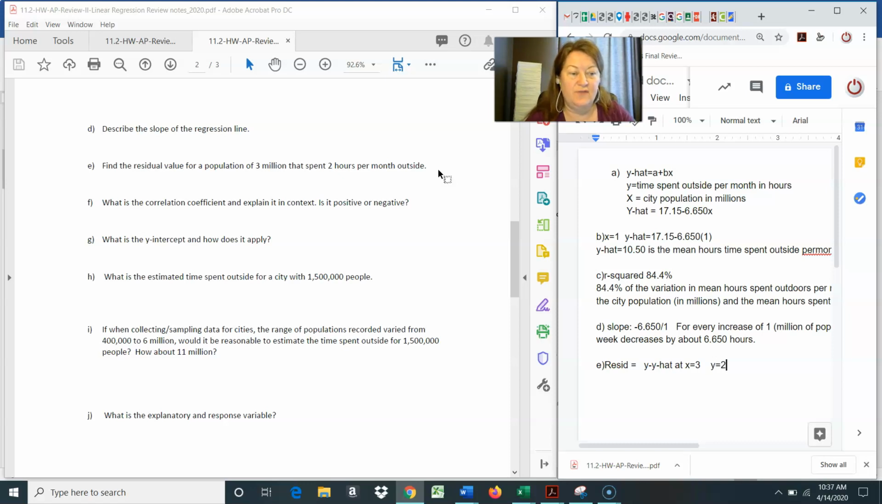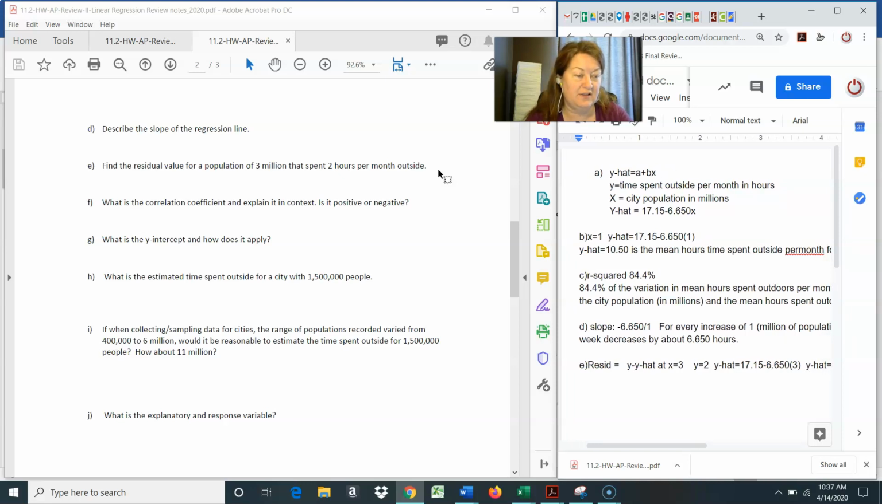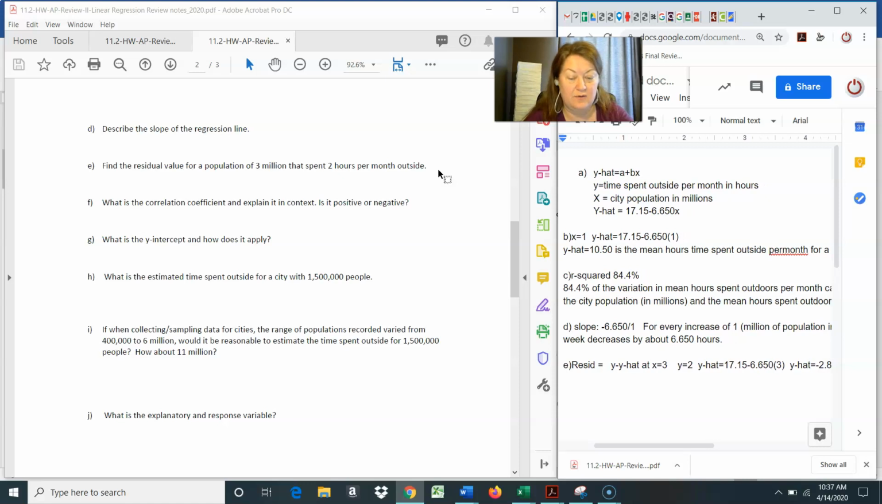So I need to use the formula that we just provided to figure out what y hat is. I'm going to say y hat equals 17.17 minus 6.650, and this time we are multiplying it by 3. When I do that, I'm going to go grab my calculator and calculate that out. And I'm getting a negative 2.8 hours.